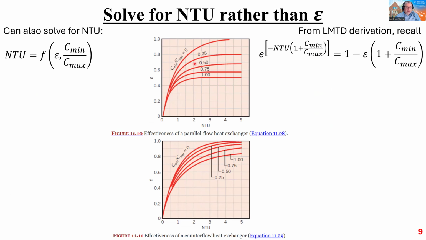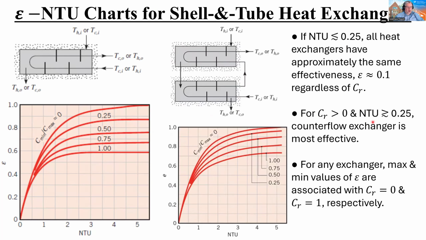So here are my parallel and counterflow heat exchangers, same deal. If I get down here, effectiveness is about 0.1. Here it's about 0.1. So this is really good if you wanted a really, really back of the envelope calculation and you have a pretty crummy heat exchanger. An effectiveness of 0.1 is not particularly good.